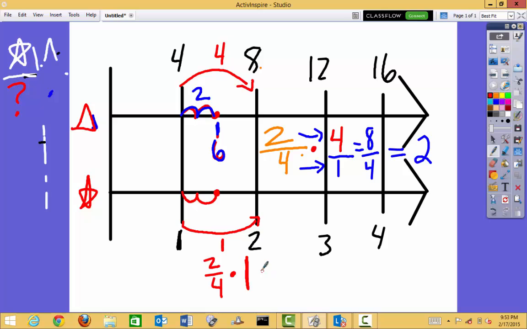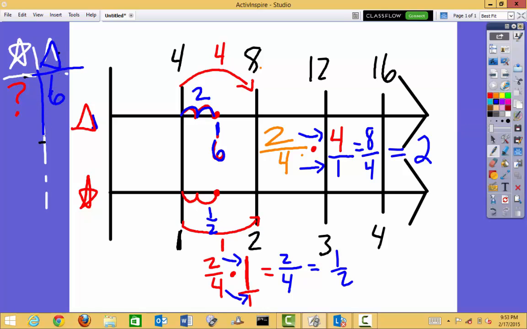And what does that equal? Well, I'm going to put my whole number over 1, and then I multiply straight across. 2 times 1, that's 2. 4 times 1, that's 4. So this is 2/4, and that will simplify to 1/2. So this spot right here, up here I went 2 spots over. Down here, though, I'm only going 1/2 of the way.